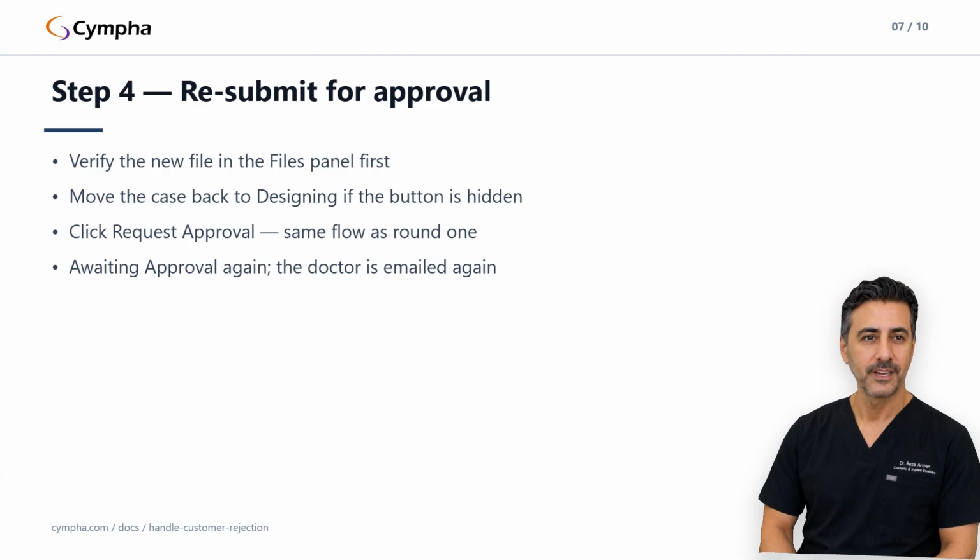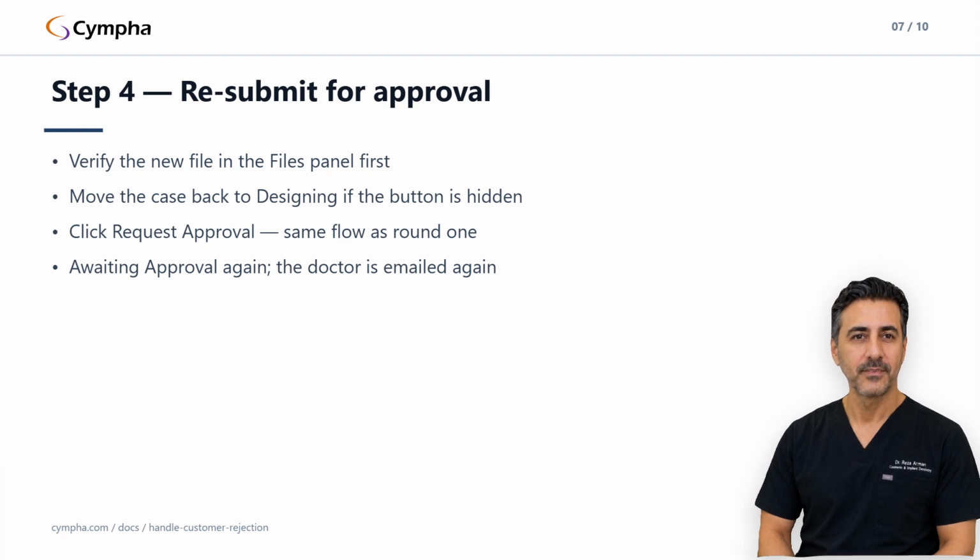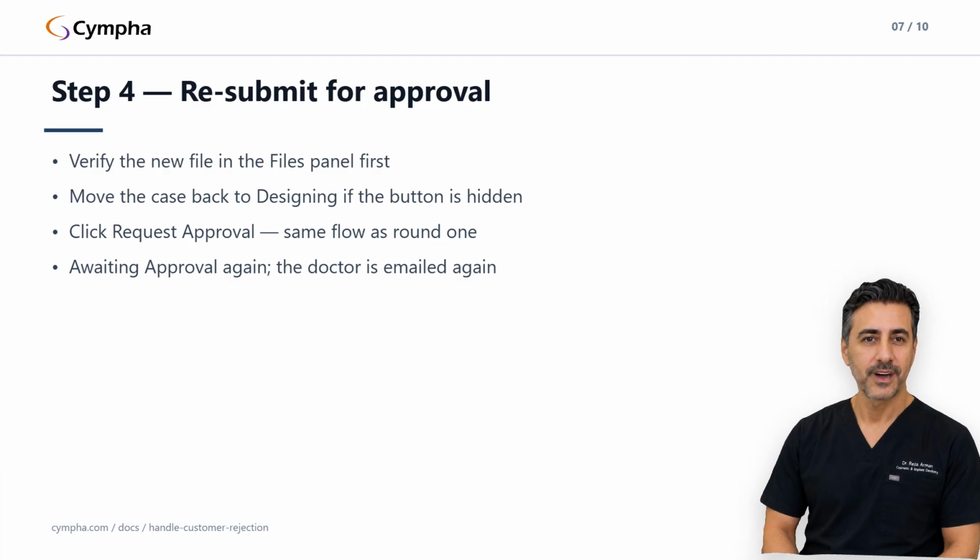The click fires the same request approval flow as the first time. The case re-enters awaiting approval with the appropriate plan, appliance, or design pending label. The activity log gets a fresh approval requested event, and the doctor receives the approval email again. End state: status awaiting approval, holder is the customer, and you wait for their response, usually a shorter wait than round 1. Where does the loop end?